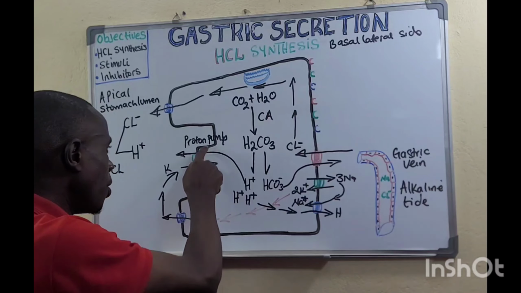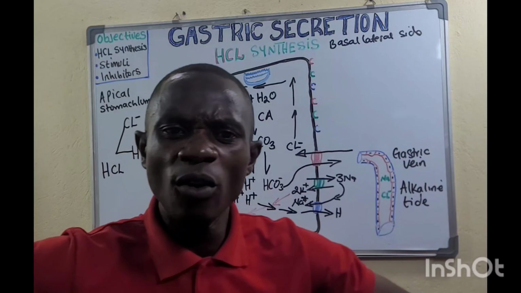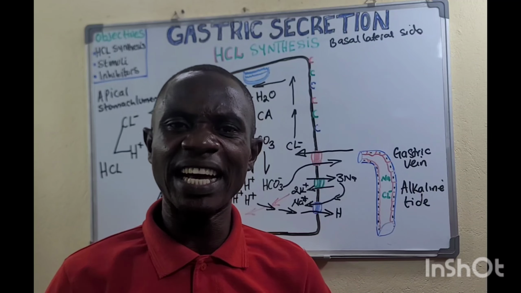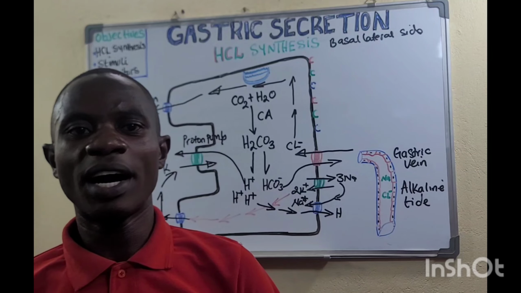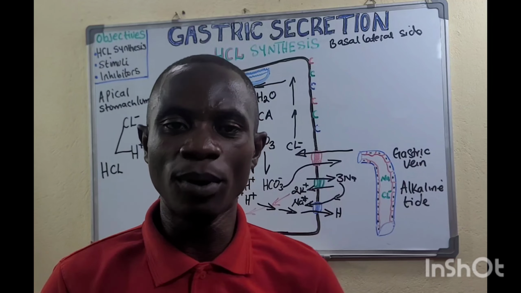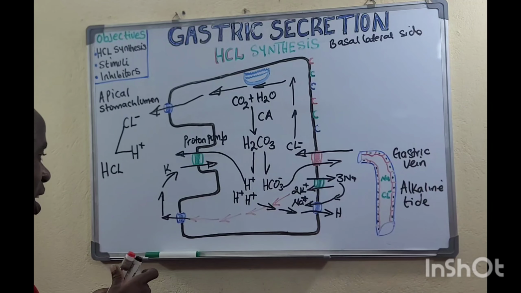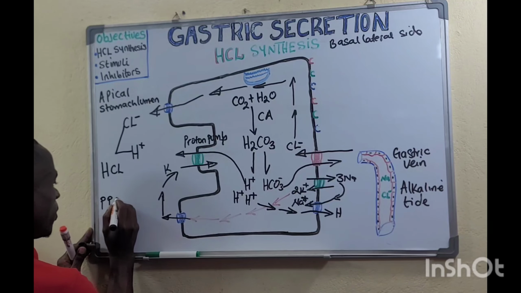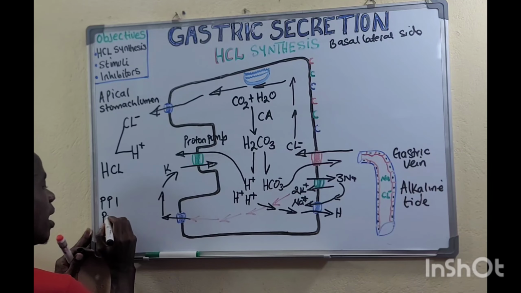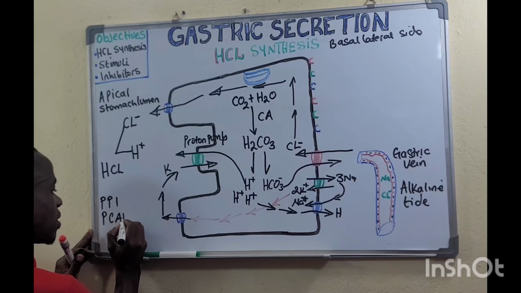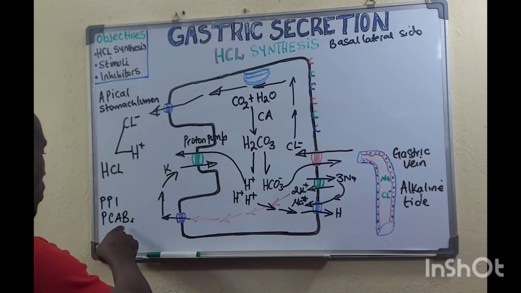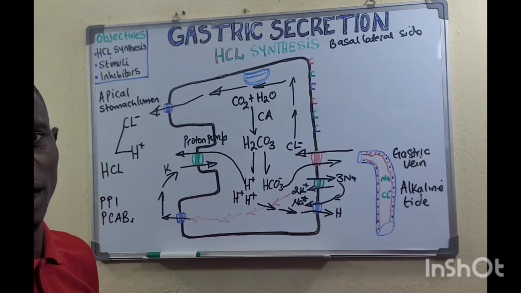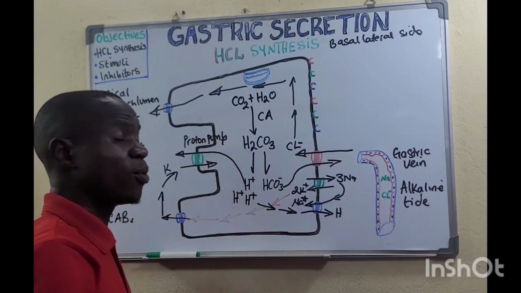Now, this pump is one of the main targets of the drugs which we call the proton pump inhibitors, and also some other drugs which we call the potassium competitive acid blockers. So we have 2 kinds of drugs which are going to be interfering with the working of this pump. The first one is the proton pump inhibitors, and we also have the potassium competitive acid blockers. These drugs are going to be binding on the potassium binding site and block the potassium from entering the parietal cell. By doing that, this proton pump will not be functioning.